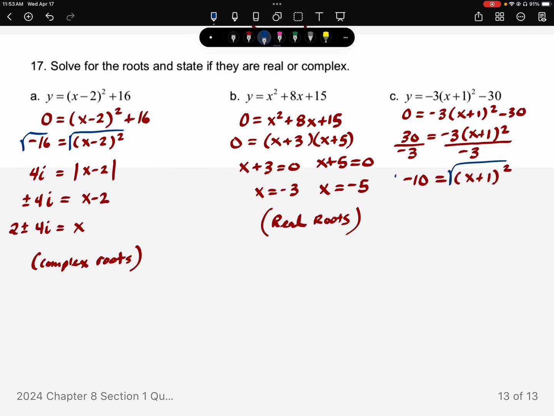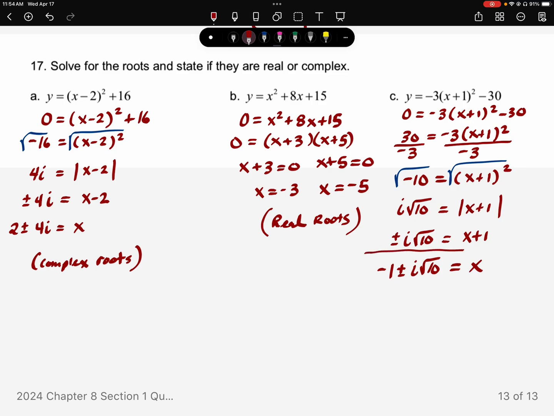And when we take the square root on each side here, again, we're going to end up with an imaginary number. Square root of negative 10 would be i radical 10. On the other side here, we'd have the absolute value of x plus 1. We'll take it out of the absolute value, which means we need positive or negative on the other side. And then we'll subtract 1. We get negative 1 plus or minus i times the square root of 10 is going to equal x. And that should be our answer for that one. So in this case, since we have an imaginary number and a real number, these would be complex roots.